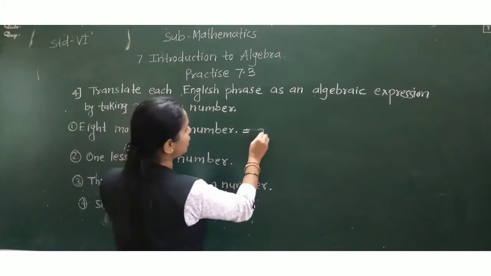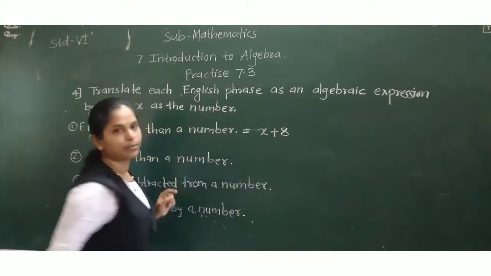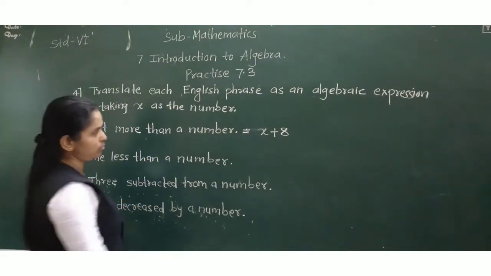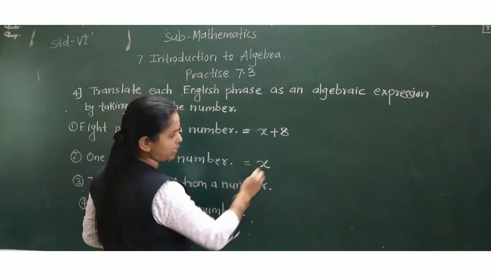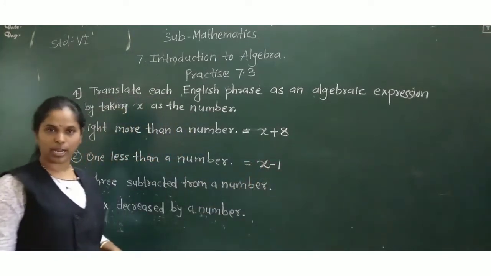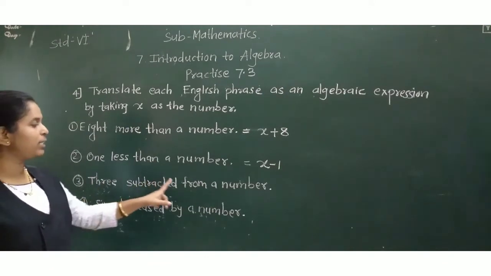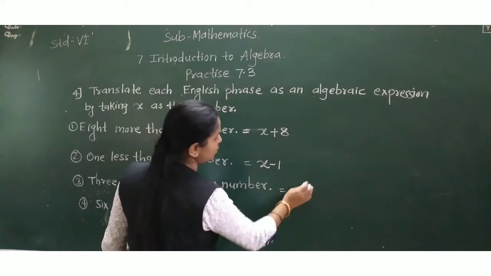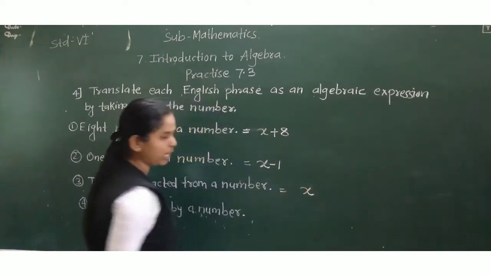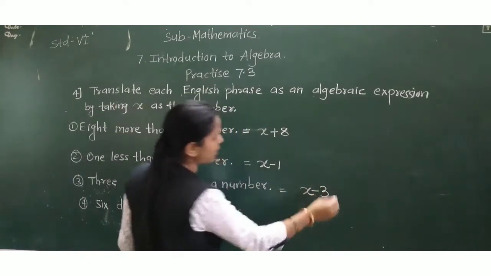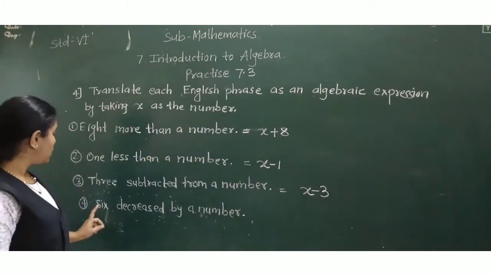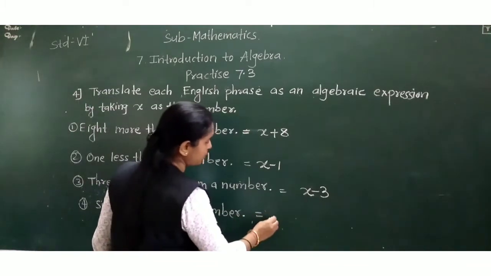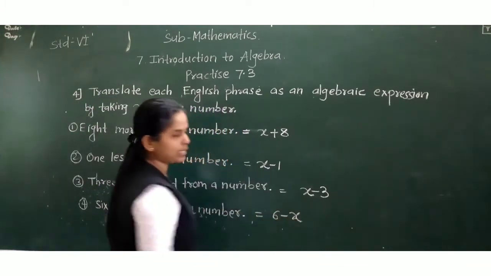8 more than a number, that is x plus 8. 8 more means addition. 1 less than a number. Now the number is x, and 1 less, that is subtraction. 3 subtracted from a number. Again, 3 subtracted, the number is x, so 3 subtracted from a number is x minus 3. Fourth one, 6 decreased by a number, that is 6 minus x.